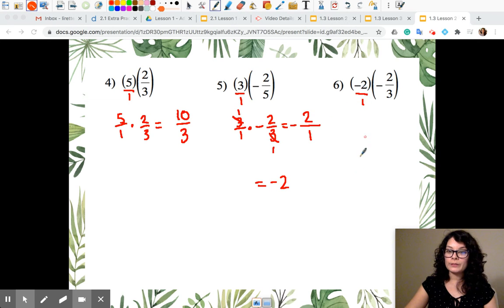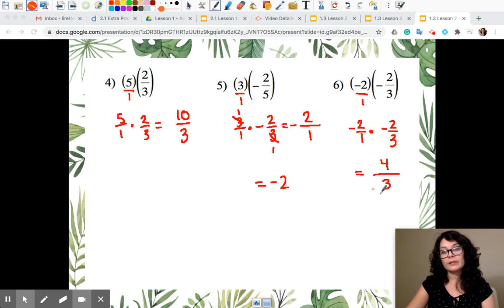Let's try another one. We'll put this number over 1. This becomes negative 2 over 1 times negative 2/3. A negative times a negative will give me a positive, so I'm just going to write my fraction bar, but no negative in front. It's a positive. And I'm looking to see if the 2 reduces with 1 or 3. Doesn't reduce with any of those. Same thing, this is a 2, so it's not going to reduce with 3 or 1. So I can simply multiply straight across. 2 times 2 will give me 4. 1 times 3 gives me 3. Again, your scientific calculator might be giving you a mixed number here. That's totally okay.